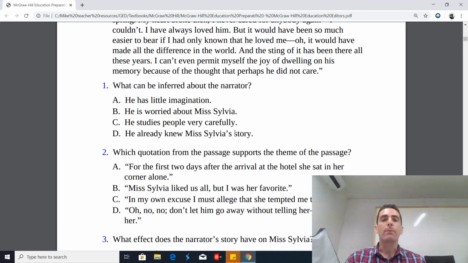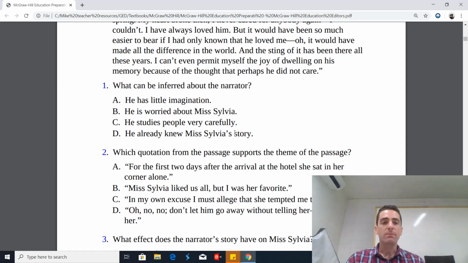B, he is worried about Miss Sylvia. Okay, well, possibly. We'll come back to that. C, he studies people very carefully. Well, definitely. He's a writer of fiction, and writers of fiction, I don't know if you've ever met any of them, but they're constantly doing character studies. So they're always observing people around them, how they act, how they speak, and studying that in great detail. So it's probably C here. D, he already knew Miss Sylvia's story. Well, again, we can't infer that. There's no evidence to suggest the young boy already knew this story, so it can't be D.